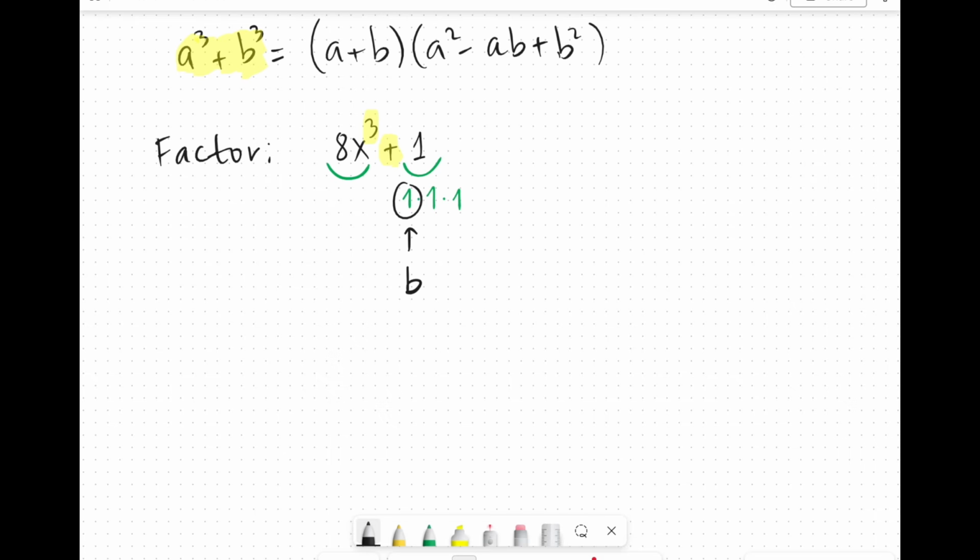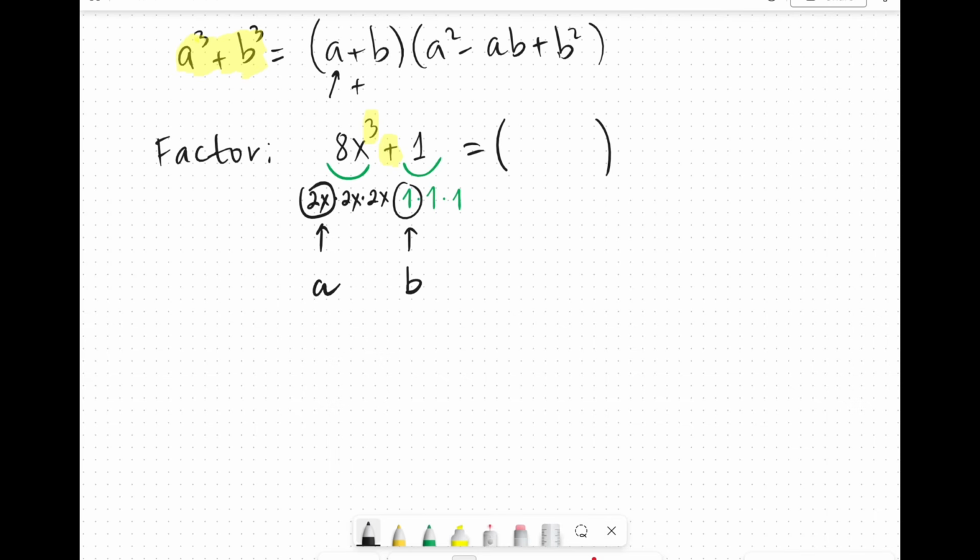So for the 8, it's 2. 2 times 2 times 2 is 8. But then each 2 also has the x to make the x cubed. And you can always check: 2x times 2x times 2x is 8x cubed. So there is your a. 2x is your a.